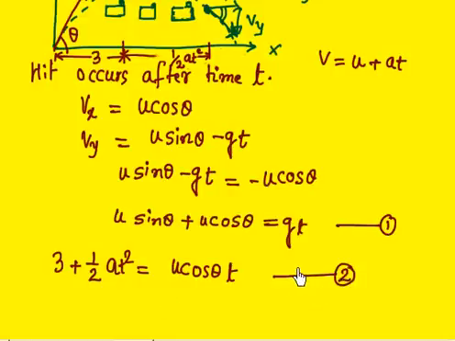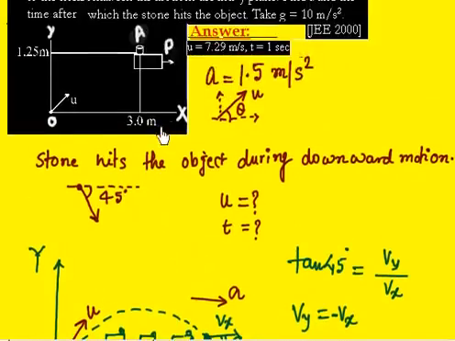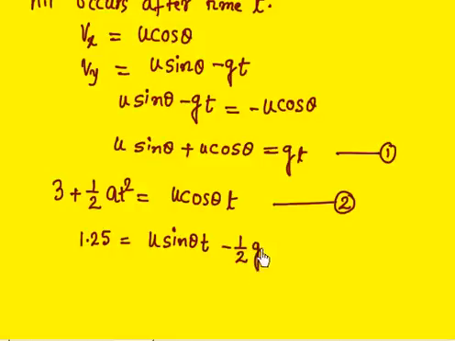And I will get one more equation, that is the y direction. You see the collision occurs here, and this distance is 1.25. You see the figure. This distance is 1.25 meters. So the collision occurs at a height of 1.25 meters. So I can write the third equation: 1.25 is equal to u sin theta into t minus half g t square. Are you getting it? So this is equation number 3.